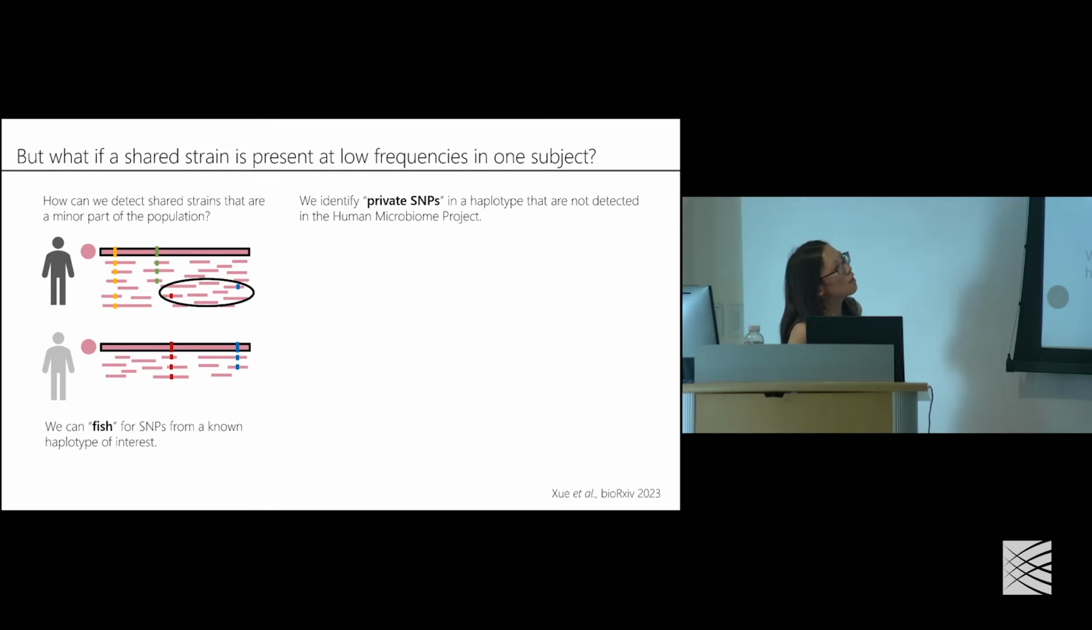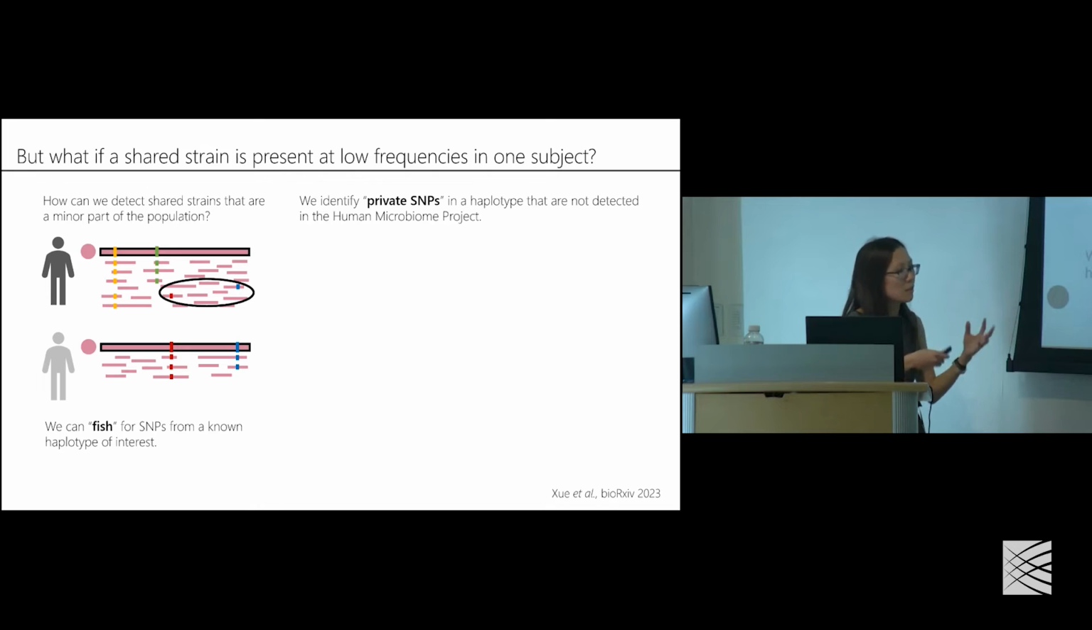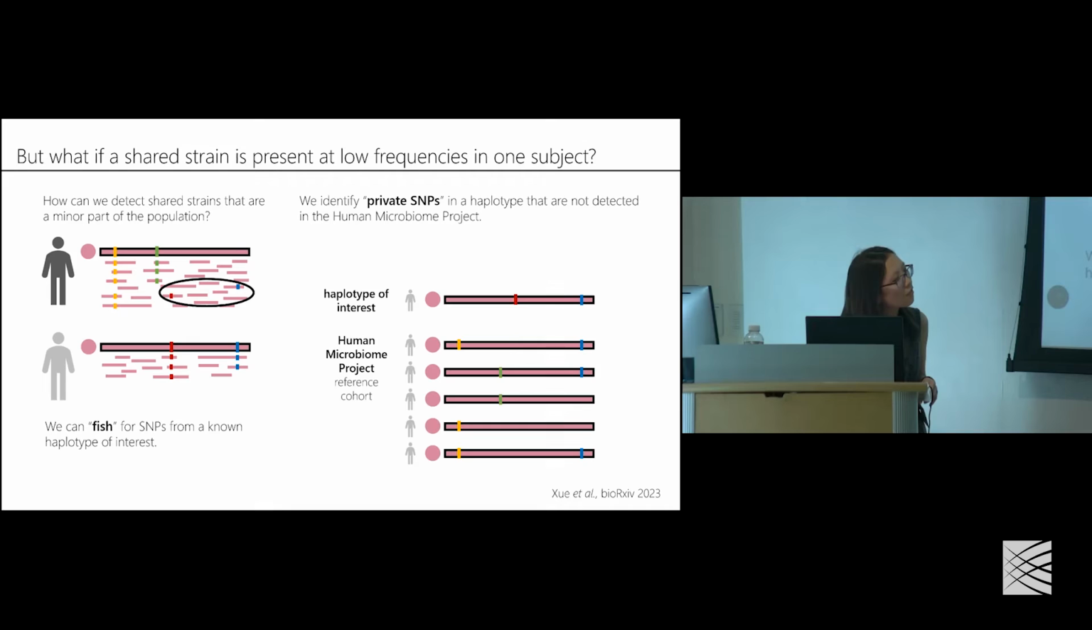Okay, in our methodology, we aim to identify private SNPs within a haplotype that are not detected within the Human Microbiome Project. The idea here is that although there are a lot of SNPs present in a haplotype of interest, not all of them are going to tell us a lot distinctively about whether the strain of interest is present in the sample that we're looking for. Again, for a particular haplotype of interest, we can compare the SNPs that are present in that haplotype of interest to the dominant strains of populations from the Human Microbiome Project.